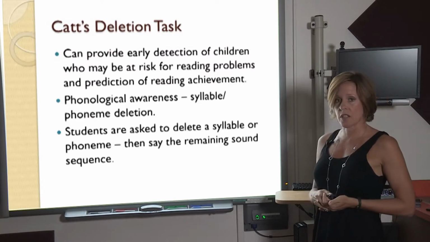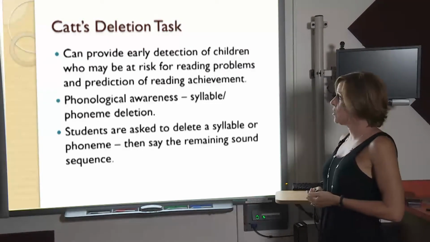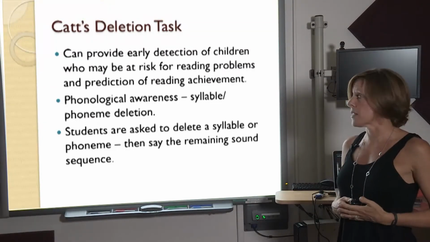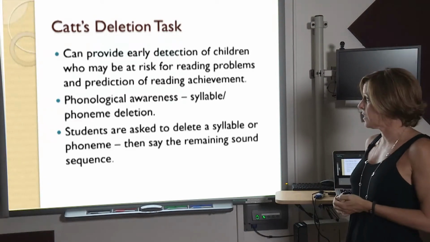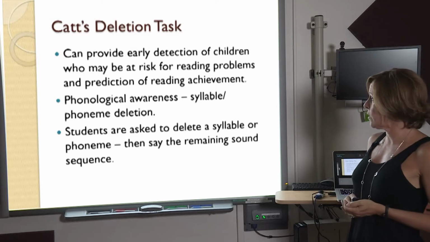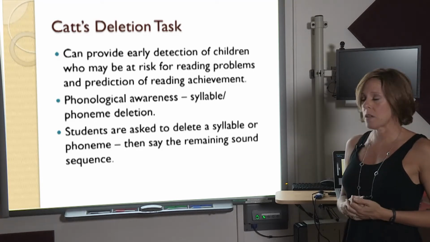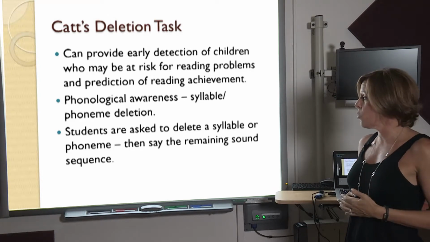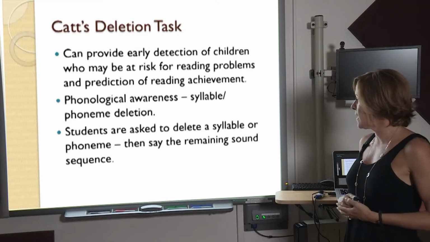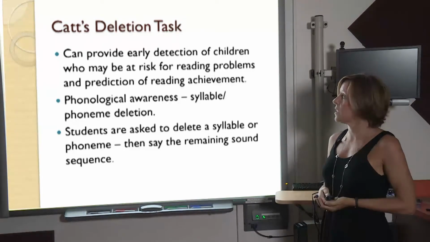The Catt's deletion task provides early detection of children who may be at risk for reading problems, but it also can predict reading achievement. We're looking at phonological awareness, syllable, and phoneme deletion. Students are asked to delete a syllable or a phoneme and then say the remaining sound sequence in the word.